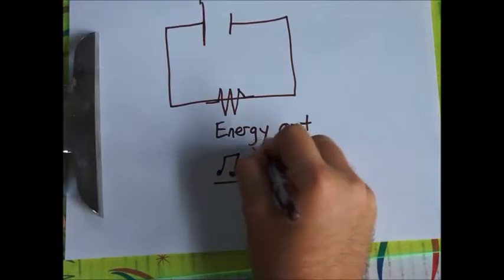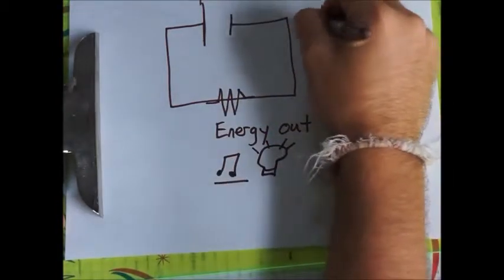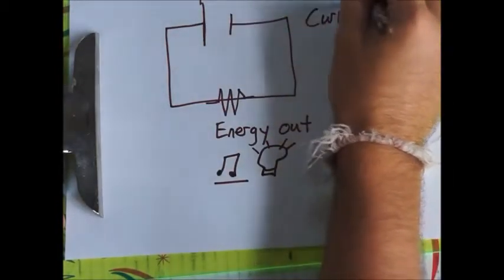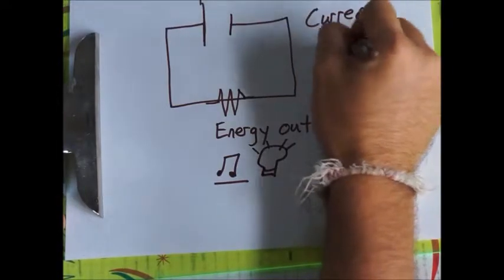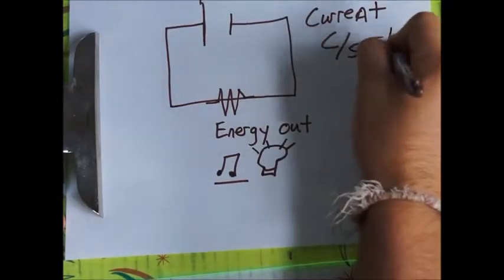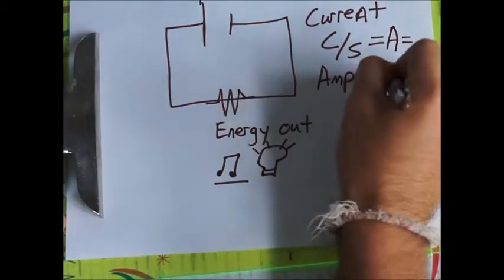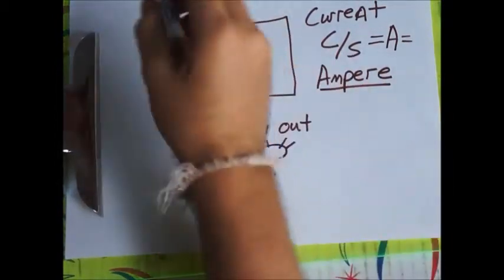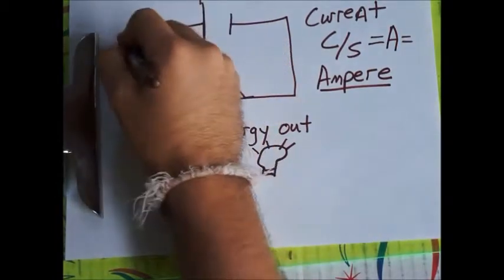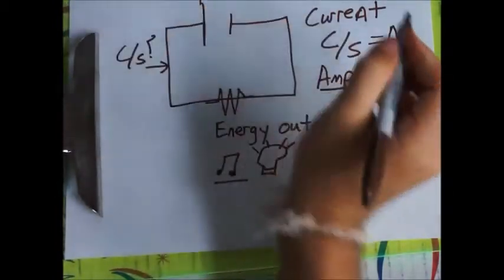Current is the amount of coulombs that move past a particular point in 1 second. The unit for current is the ampere, and the ampere has subunits of coulombs per second. So current is really just a measure of how much charge is moving past a certain point in a given amount of time. Now we also need to say something about the resistor.